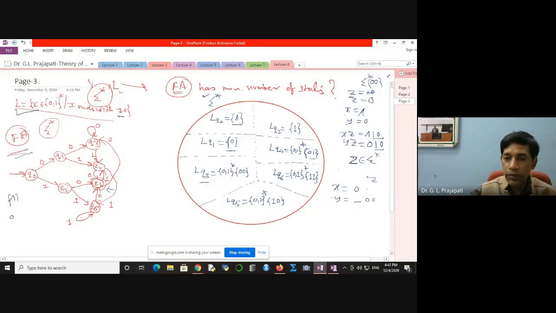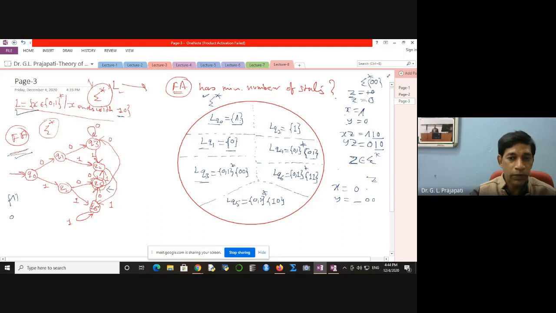If you take z that ends in 10, then xz and yz both are in the language. So either both are in the language or both are not in the language. So actually you are not going to distinguish the set LQ1 and LQ3, and you are not able to distinguish LQ0 and LQ1. Null and 0 you are not going to distinguish, meaning they are equivalent classes.